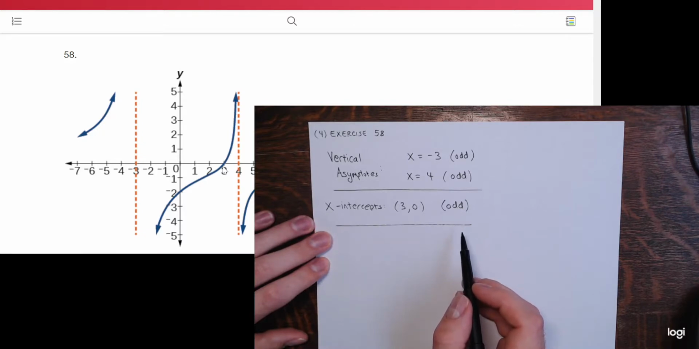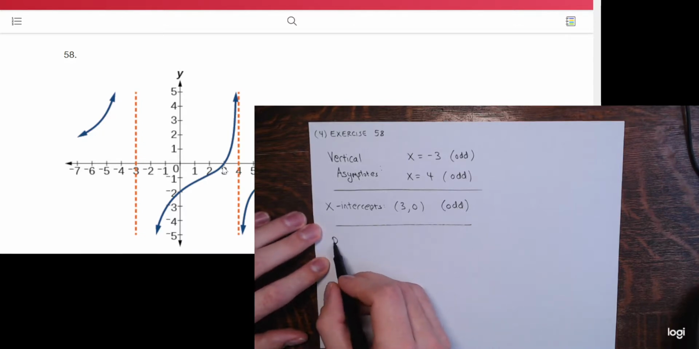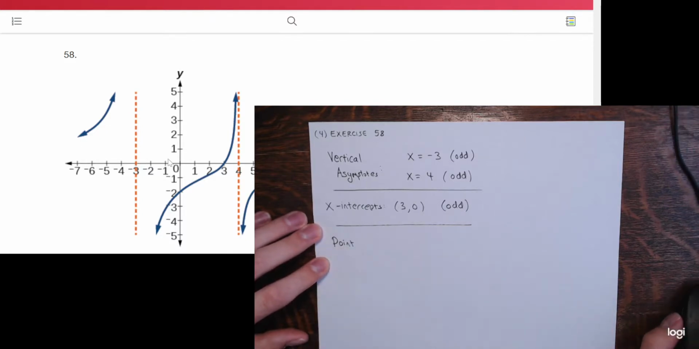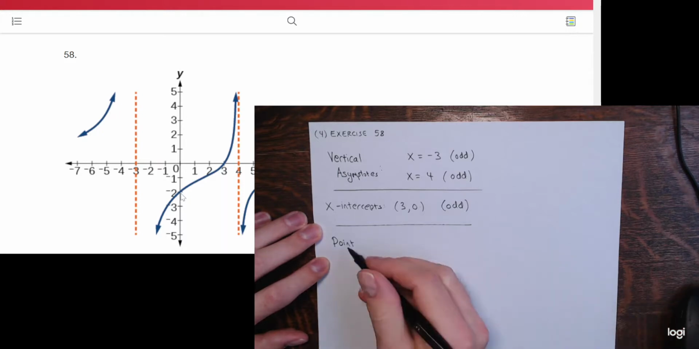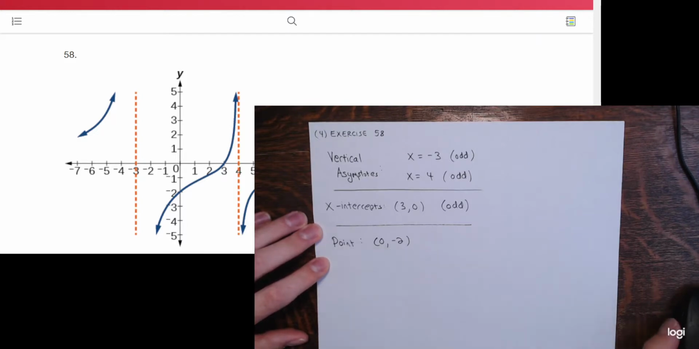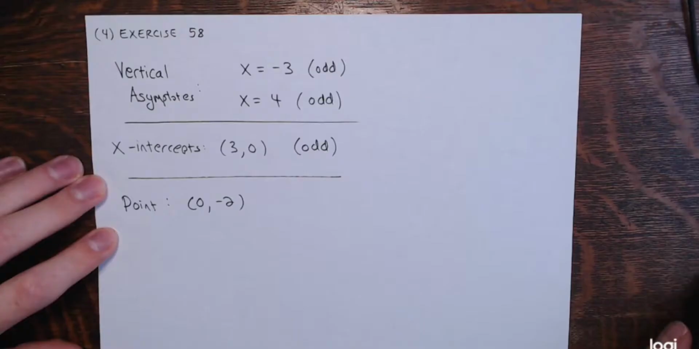And then one other point on the graph I'm seeing. Now, they don't have any horizontal asymptotes pointed out exactly, so I'm not going to say anything about horizontal asymptotes or slant asymptotes. But another point that I'm clearly seeing is the y-intercept here, which is 0, negative 2. And we'll use that point to find the value of a, that scale factor, like in the previous examples. All right, so now it's just like the other problems I've done.